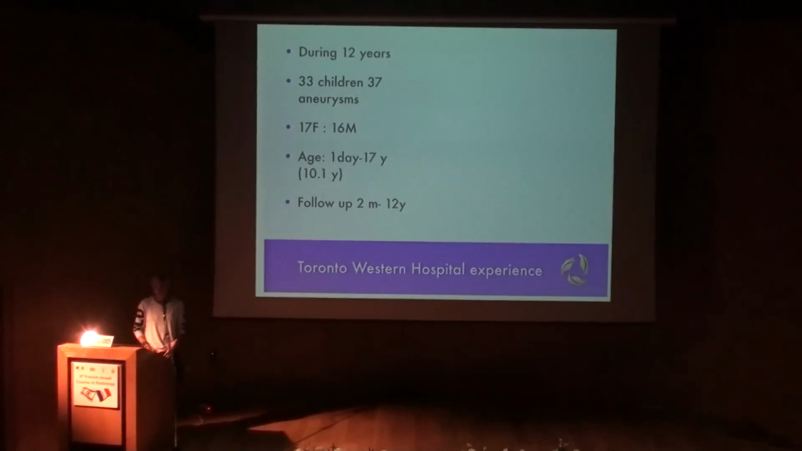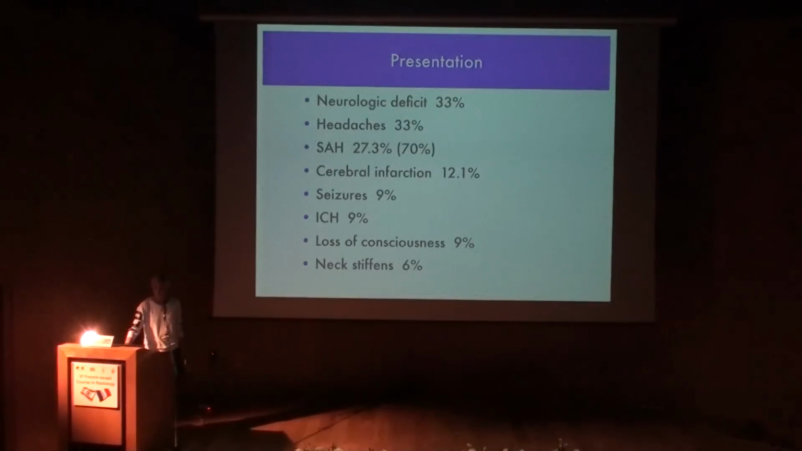This is just a group of patients from Toronto where I did my fellowship, and they have a group of 33 patients with 37 aneurysms. You see that the male-female ratio here is not like in the literature, and the age is very wide, and the follow-up was for a long time. The presentation of the kids in this group was a third of them with neurologic deficits, a third with headaches, and only a third with subarachnoid hemorrhage.